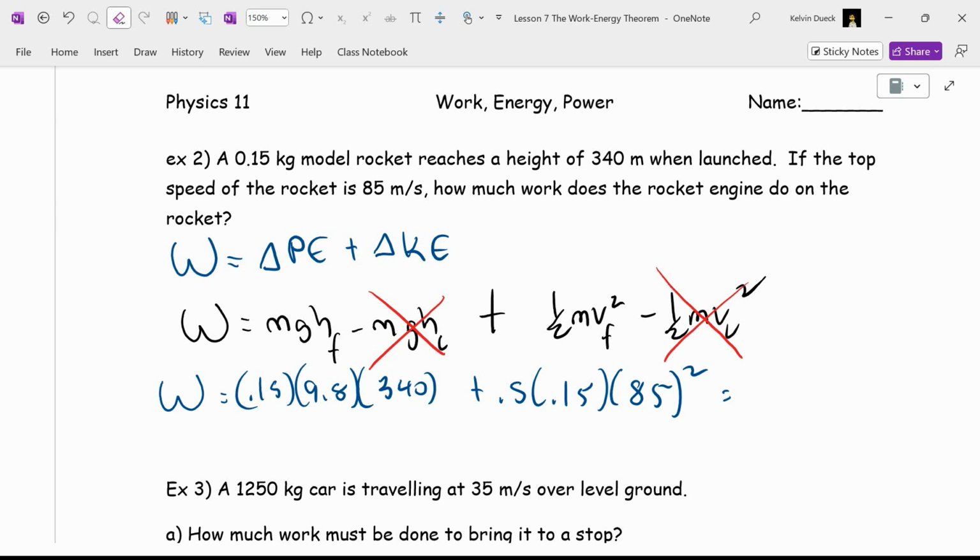How much energy will we need to get from the rocket engine? How much work does the rocket engine need to do on the rocket? What do you get? 1042 joules.